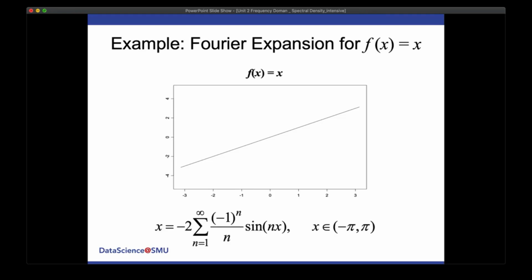Let's look at that closely. Here is the formula. Another way to write x, a strange way to write x, I'll admit, is negative 2 times the sum from n equals 1 to infinity of negative 1 to the n over n times sine of nx. You may be wondering where the cosine is, and in this particular instance, f of x equals x can be written as sine nx. The cosine term is not in this particular form.